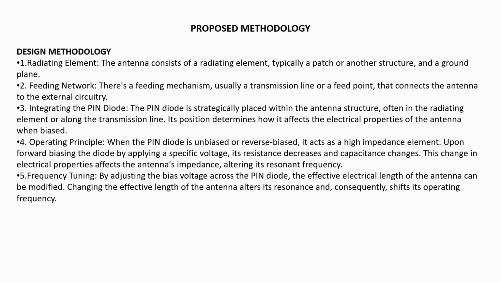This change in electrical properties affects the antenna's impedance, altering its resonant frequency. By adjusting these bias voltages across a PIN diode, the effective electrical length of the antenna can be modified. Changing the effective length of the antenna alters its resonance and consequently shifts its operating frequencies.